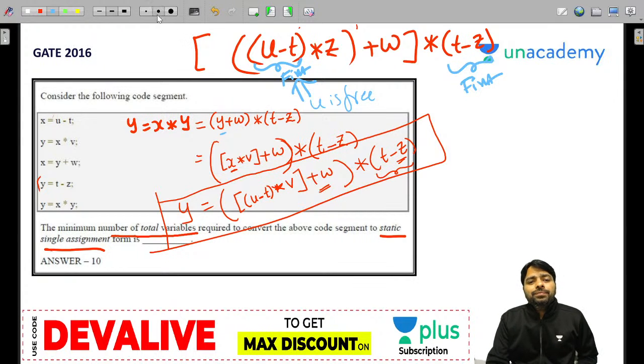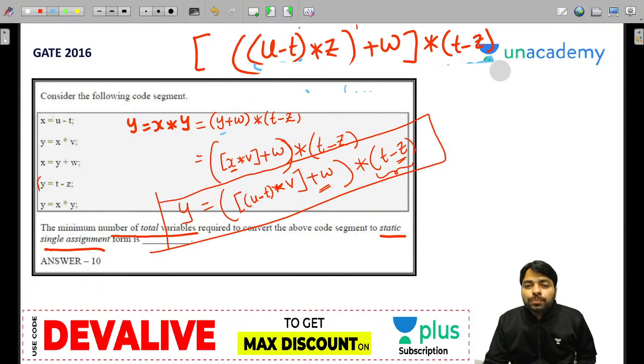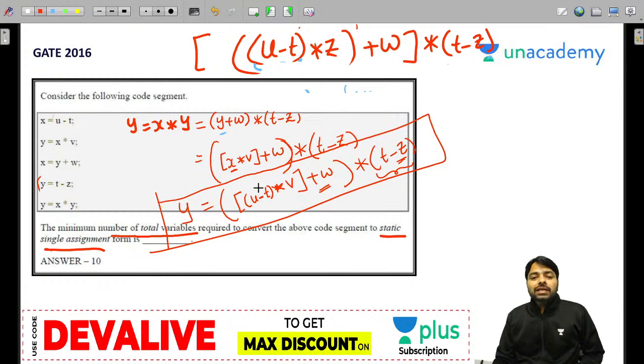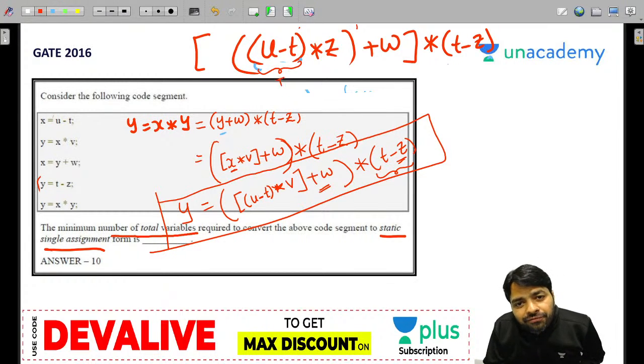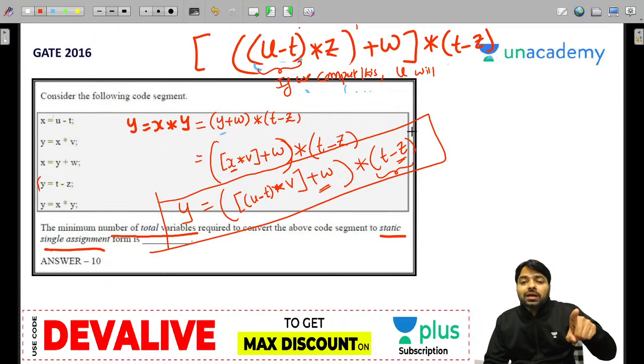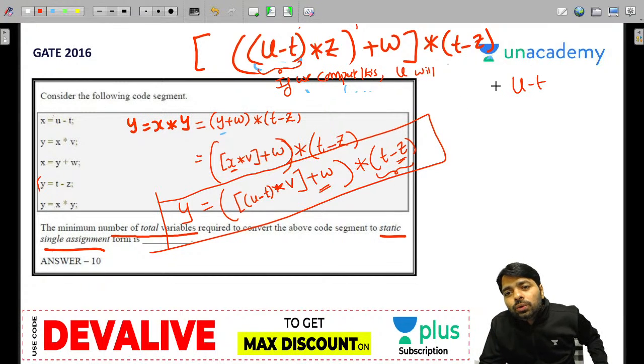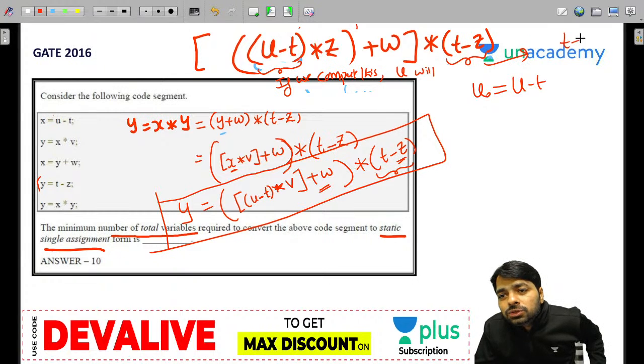Is it clear? And understand what I am trying to speak, right? U minus t, if we compute this, what happens here? U will be free, t is not free. U minus t you can store in u, but if you compute t minus z, can I store t minus z in t? No, because t is there in the future, z I can't use.